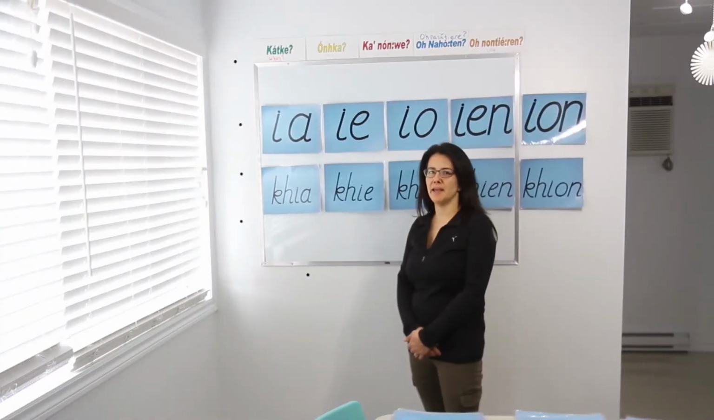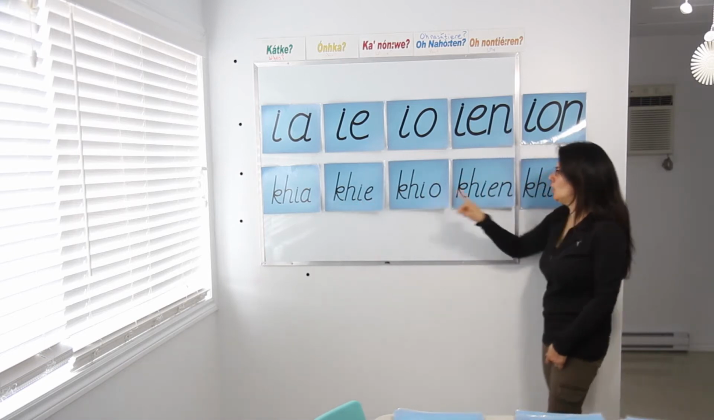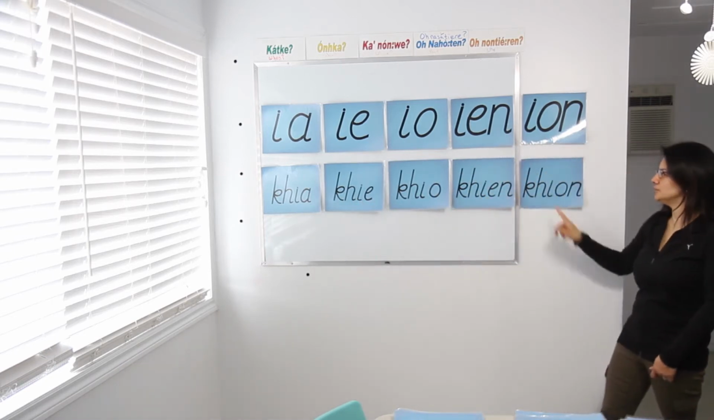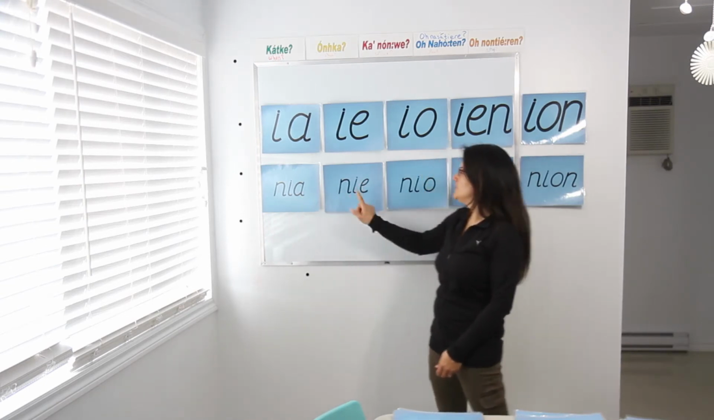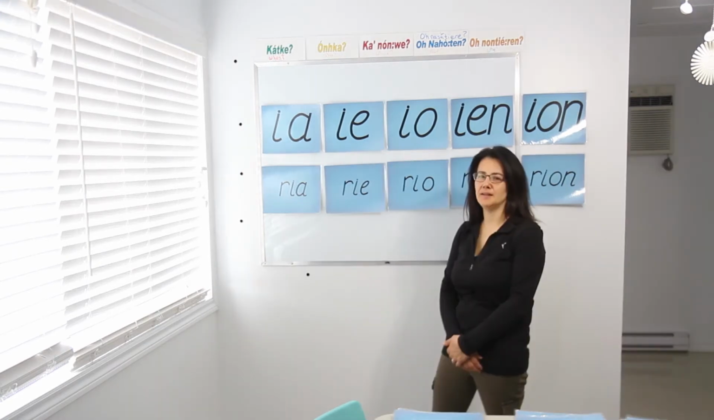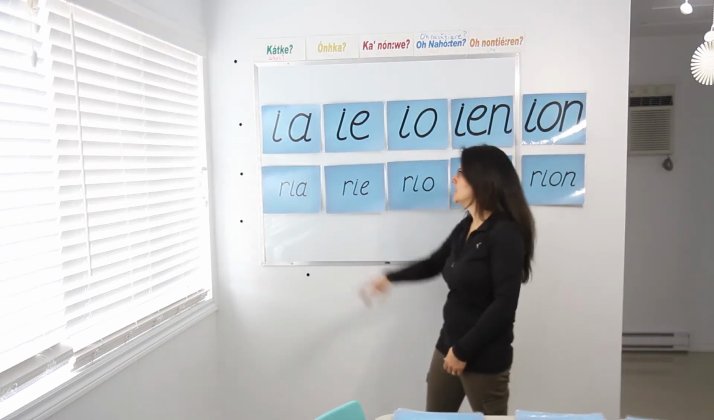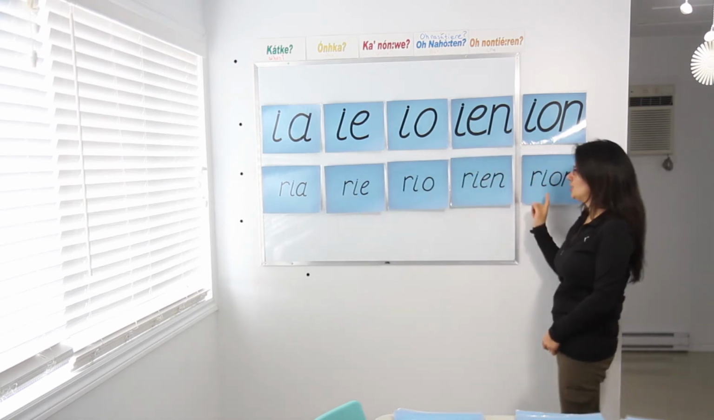Now let's combine KH with the vowel sounds. Kia, kie, kyo, kyon, kyu. Now let's combine N with the vowel sounds. Nya, nye, nyo, nyon, nyu. And now let's combine R with the vowel sounds. Ria, rie, rio, rion, riu.